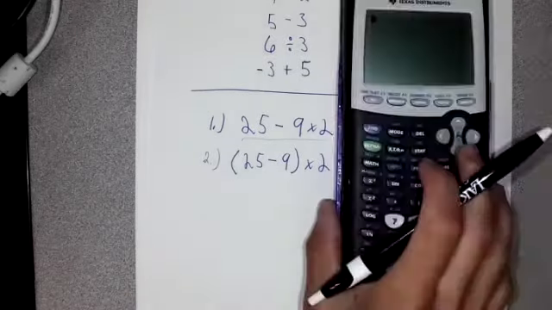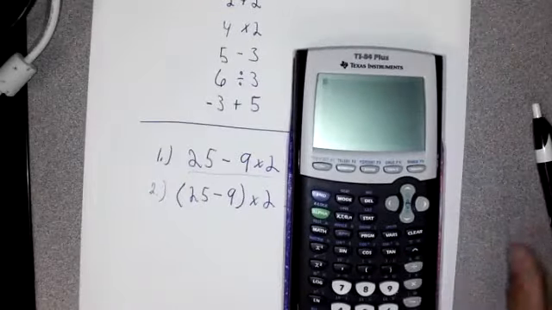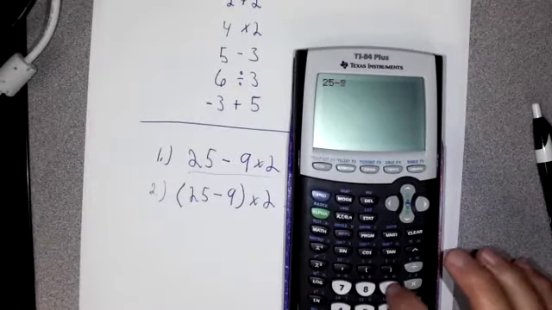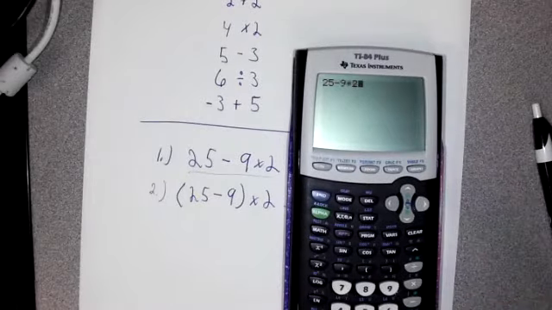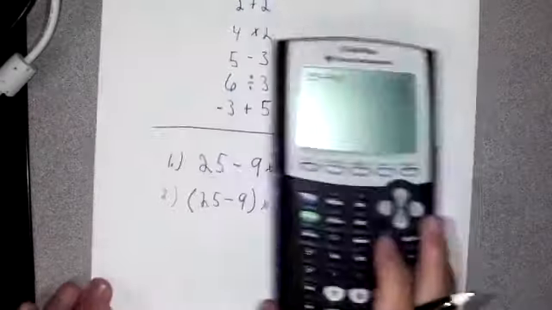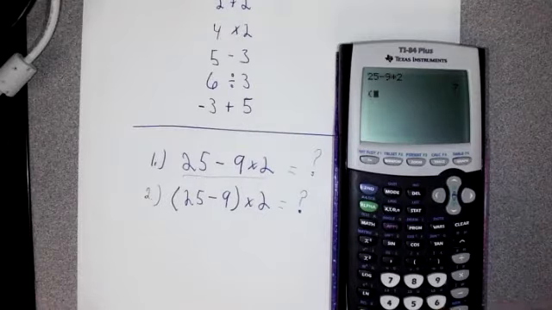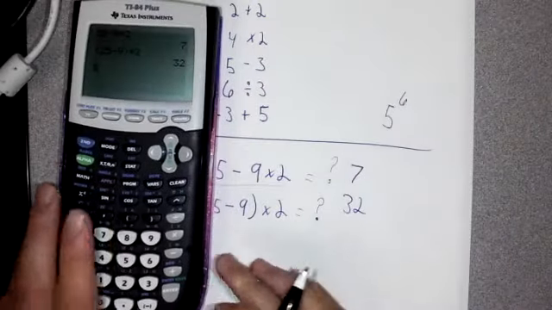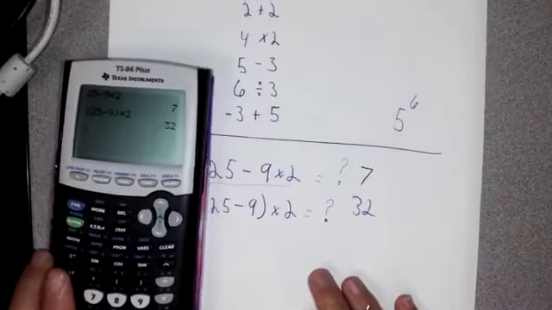So I'll go ahead and plug that into my calculator. So 25 minus 9 times 2 is 7. And then this time I'm going to use the parentheses. 25 minus 9 times 2. Enter. But I get 32. So I get 7 and 32 for these two values here. Why might this be?